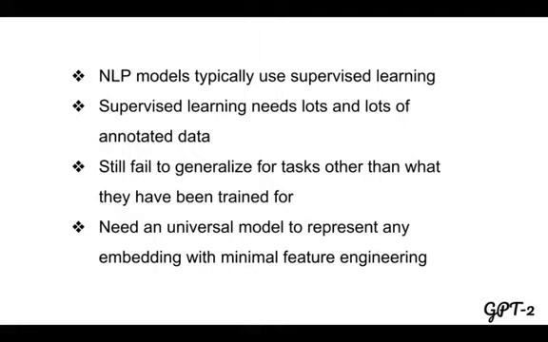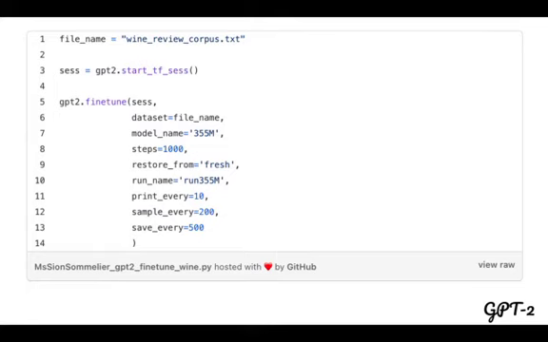Why? Because in the raw data, when it's stemmed and lemmatized, each word has its own meaning. However, it lacks the semantic relationship when it's put among the entire corpus. So, in an ideal world, there would be a universal model to represent any embedding in a vector space with minimal feature engineering. Here come the transformers.